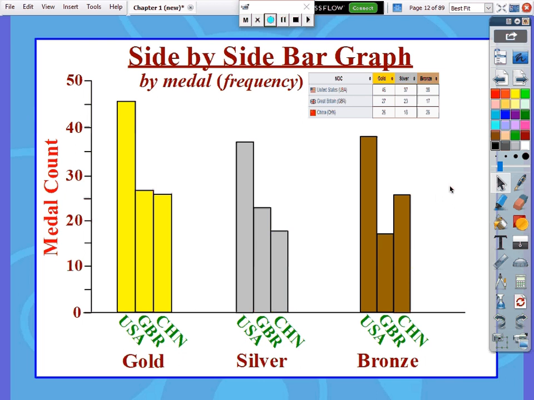Now, if we wanted to look at a side-by-side bar graph by medal, but still by frequency, then we could say, hey, instead of this being the US, Great Britain, and China down here, let's do gold, silver, bronze. And then let's look at all the gold medals by these top three countries. Let's look at the silver medals by all three countries. And let's look at the bronze medals by all three countries.